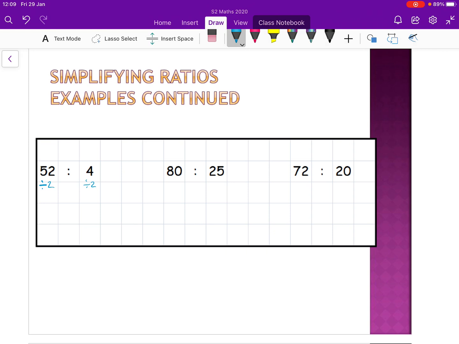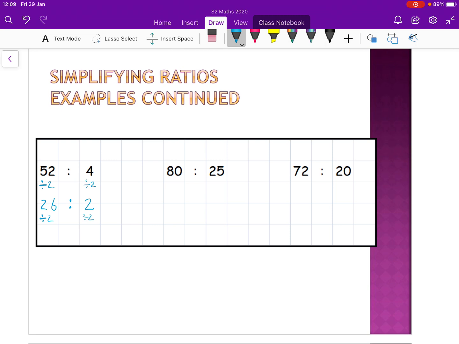So what is half of 52? Well, let's break it up. What's half of 50? That would be 25. Half of 2 would be 1. So add it together. Half of 52 is 26. And half of 4 is 2. Now again, can we see here that they are both even numbers again? That one's 2, which is even, and this one ends in a 6, which is also even. That tells us that I can half both again.